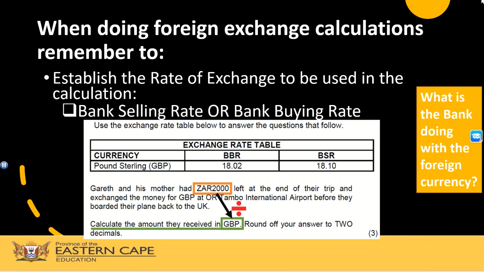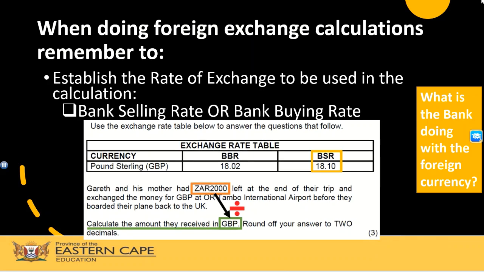Ask yourself, what is the bank doing with the foreign currency? What is the foreign currency in this case? Remember, it's from the perspective of the South African bank, so the foreign currency is the Great British pound. What is the bank going to do with the Great British pound? They will be selling it back to Gareth and his mother.